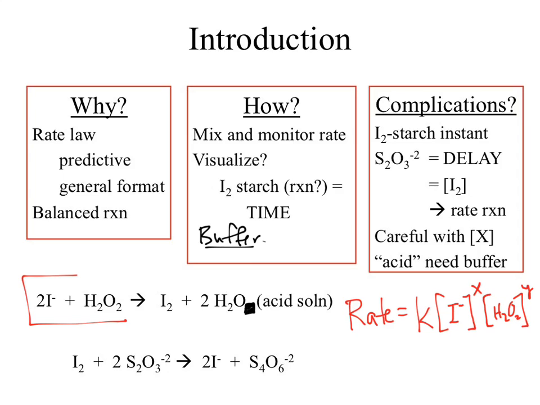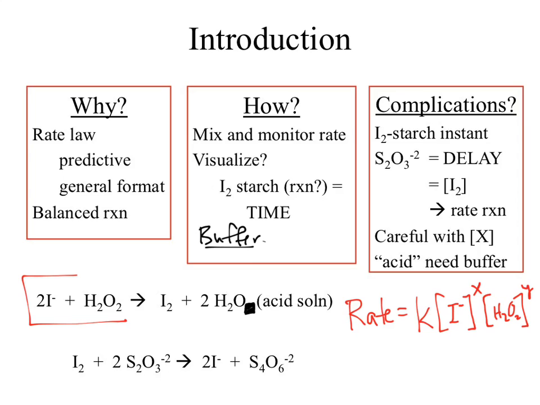Thiosulfate, S2O3 2-, okay, that complex ion reacts very, very rapidly with iodine. So as soon as iodine is formed, before it can react with the starch, it reacts with the thiosulfate. What happens to the presence of iodine? No longer there, because it's reacted with the thiosulfate.